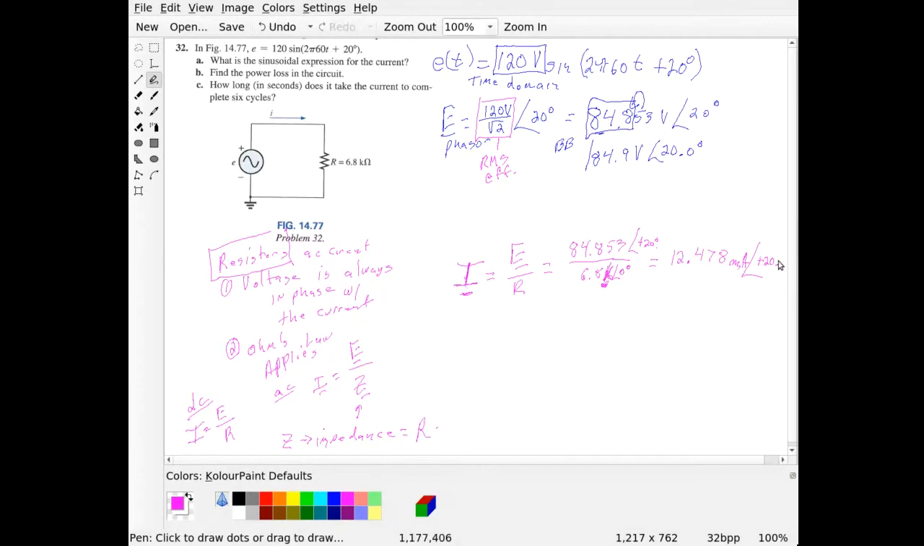And now if I'm going to put this into Blackboard, the 7 would round up the 4, so 12.5 milliamperes at an angle of plus 20.0 degrees. Okay, so this again is the phasor domain current.